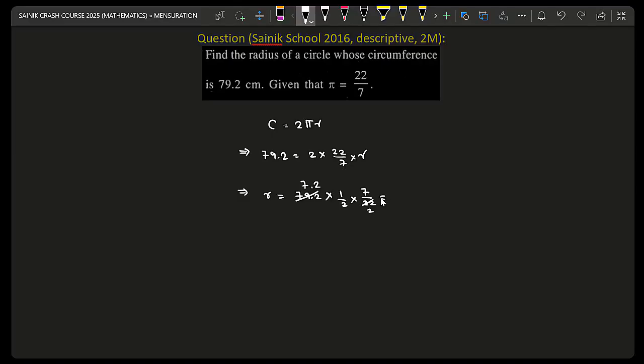Sir, divided by 2. Sir, 2. You want to divide again by 2. Yes, it is 3.6. Yes, sir. Again? Sir, divided by 2. Yes, 2 into 1.8. So what is 1.8 into 7? Sir, 12.6. 12.6. So this radius is 12.6 centimeters.